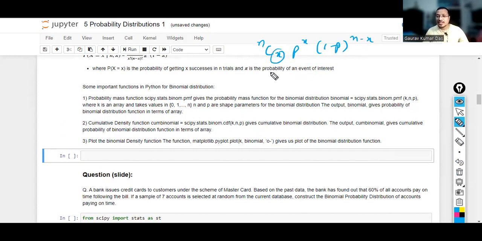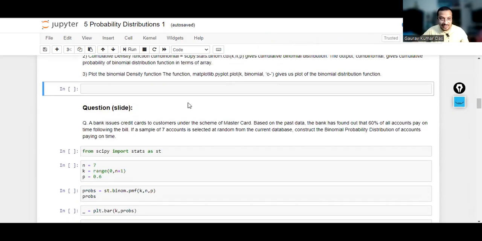So x is the possible outcome, the probability of the possible outcome which we're trying to find out, P of x. If x equals 0, this will become 0. N represents the number of trials, p represents the probability of success. What chance are you looking for, right? And 1 minus p we already know, and n minus x is something you can easily derive if you know what x and n are.